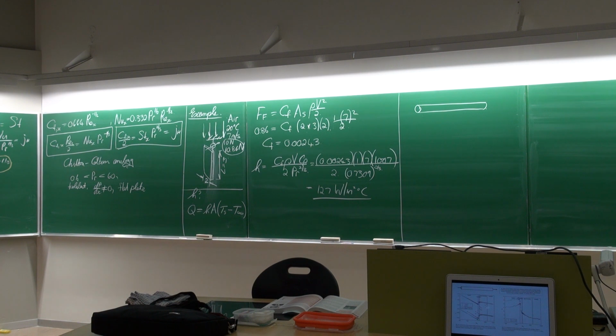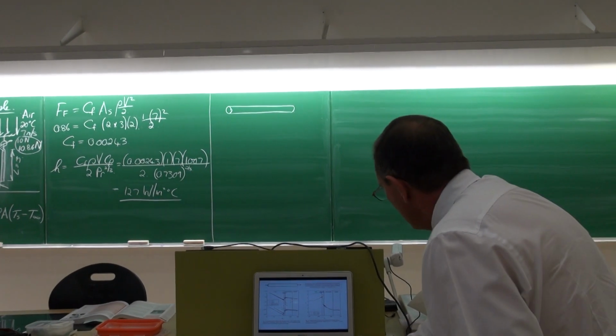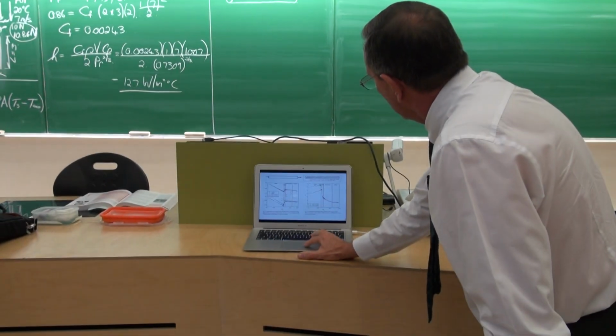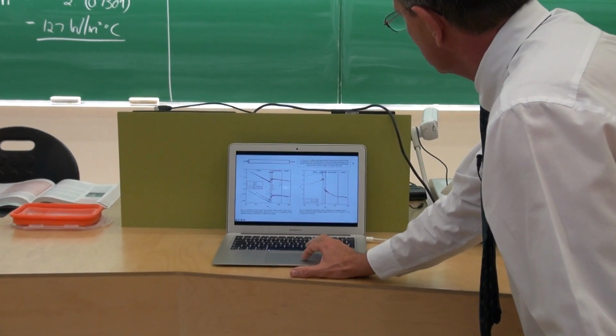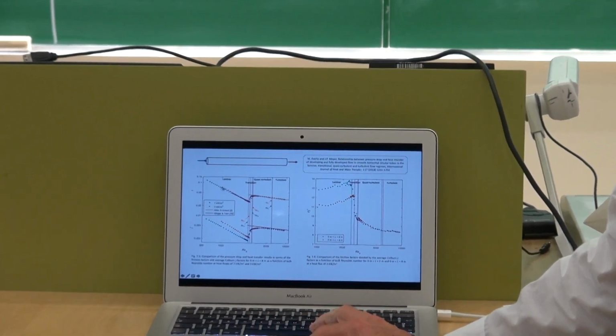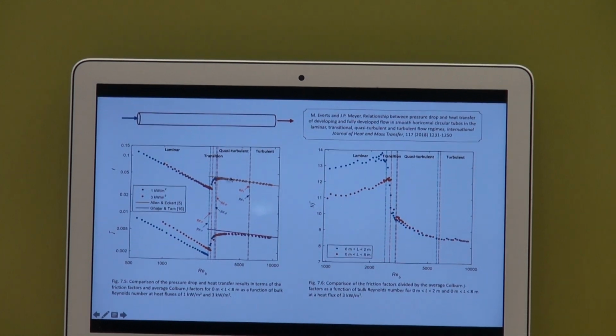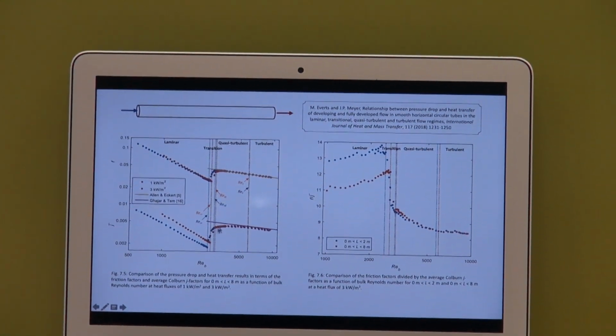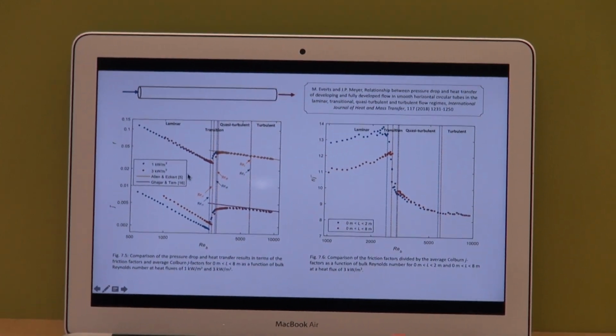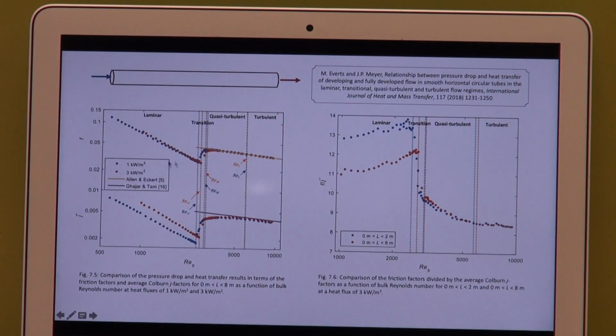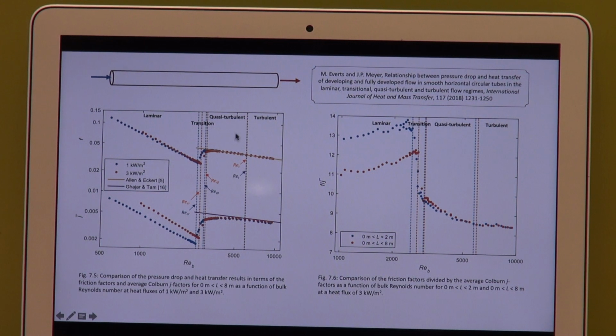experiments for a tube have been done by a PhD student of mine, Marlies Everts, and we have published it this year. But it actually shows, here you can see the friction factors, and here you can see the J factors. So you can see how similar they behave in the laminar flow regime in this area, and in the turbulent flow regime, and even in the transitional flow regime. Do you see it? You will, however, see that there are two lines here. What's the reason for that? That is because of buoyancy effects. I'm going to discuss that later.